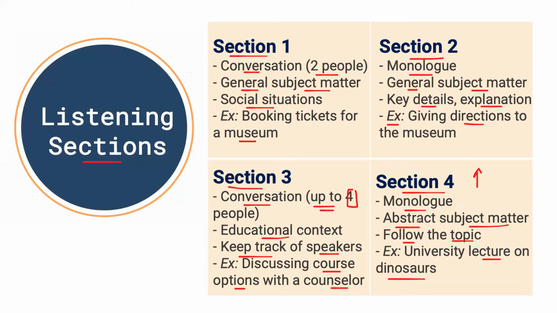So just by looking at this chart, I want you to take note that the difficulty increases with each section. So section 1 is understood to be the easiest, most social and general subject matter, whereas section 4 is notorious for being the most difficult. This is just based on research and based on the information we have on IELTS. Every test taker is different.